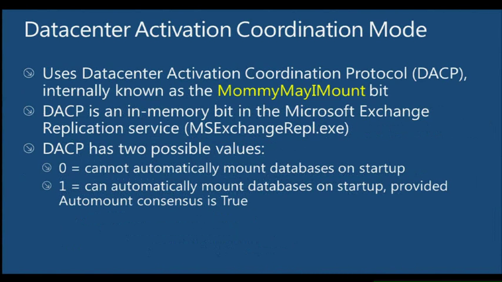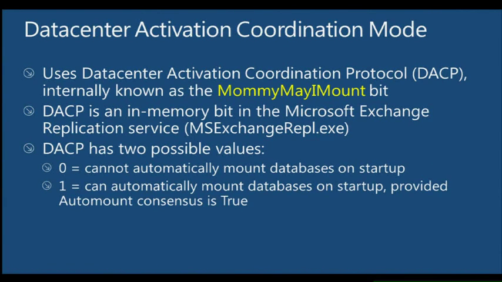Now, how does it work? Well, it uses the Data Center Activation Coordination Protocol, another fancy name that I made up so I'd have something to describe to you. It's internally known as the Mommy May I Mount bit. If you run our Xtrace tool and trace what Active Manager is doing, or look in the Crimson channel, you are going to see references to the Mommy May I Mount bit every time we go through an auto consensus process that determines whether or not a starting DAG member can mount. So it's in the code.